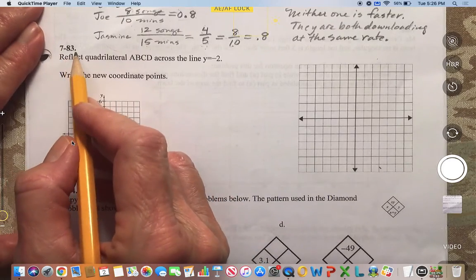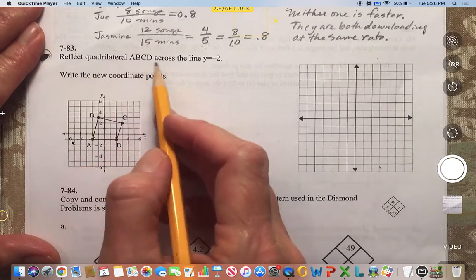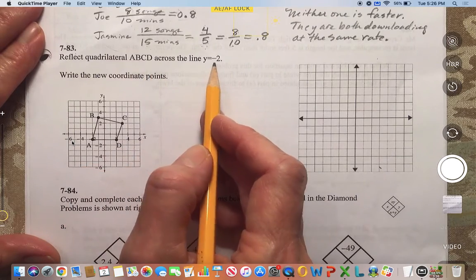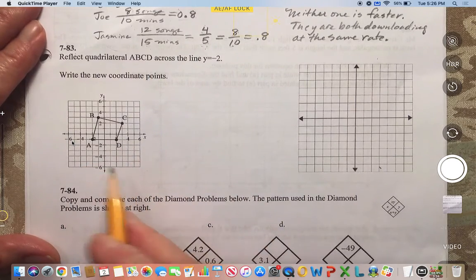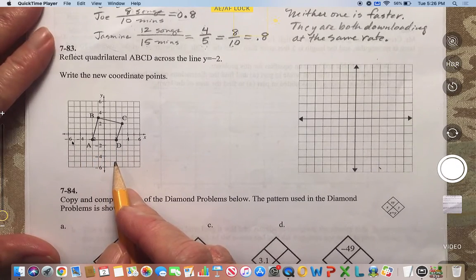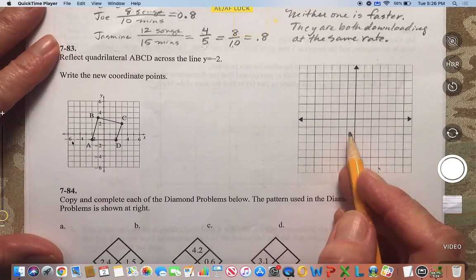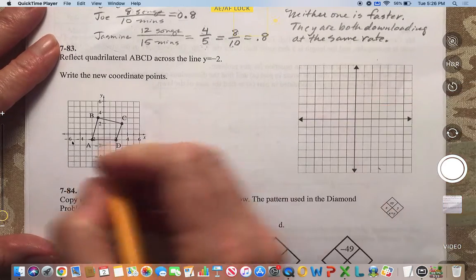Problem 7-83. Reflect quadrilateral ABC across the line y equals -2. Okay, so here is the quadrilateral. It'll be easier if I go ahead and just recreate it over here, which I'm going to do right now.